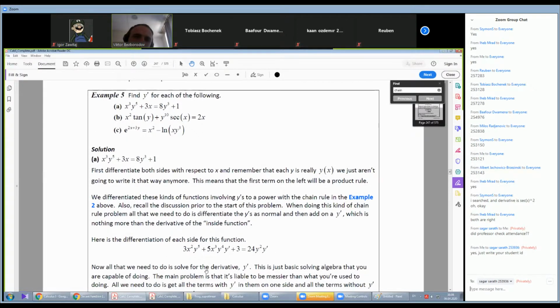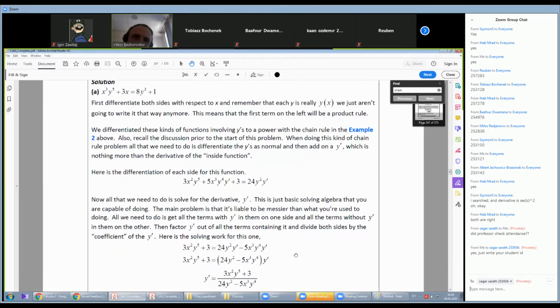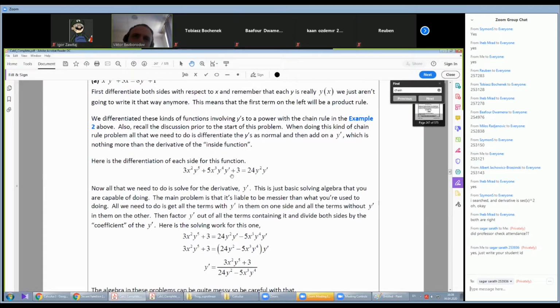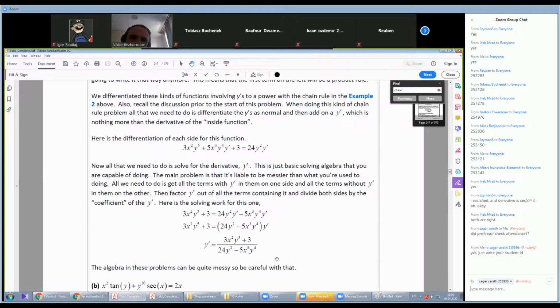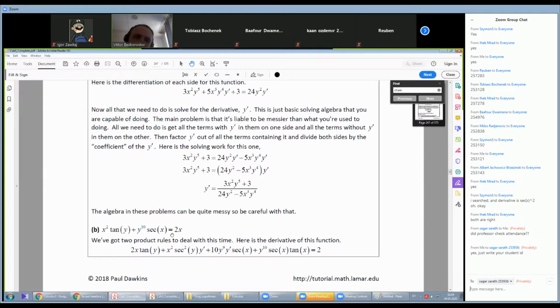And now we try to solve it with respect to the derivative. Imagine that once again, x and y are treated as, quote unquote, known, but y prime is your unknown. So you solve with respect to y prime, and this is what you get. You get this expression. Okay, and that's it. This is the answer. This is the derivative.